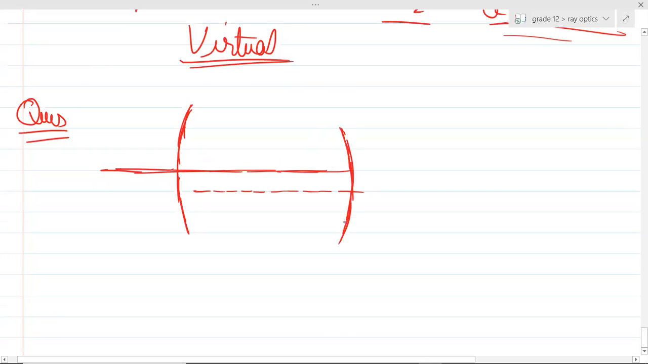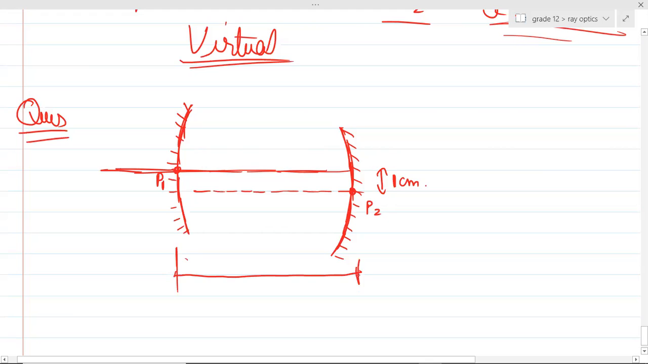Can you see two concave mirrors? The distance between their principal axes is 1 centimeter. Can you see the principal axes are not the same? The distance between the mirrors is, let's say, 50 centimeters, and an object is located at a distance of 20 centimeter from mirror 1.